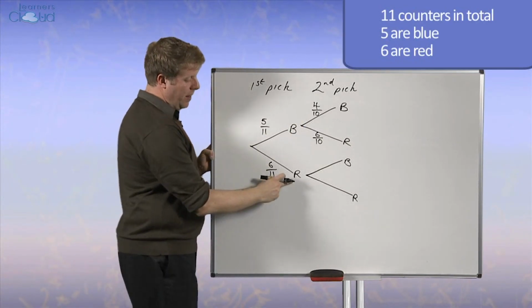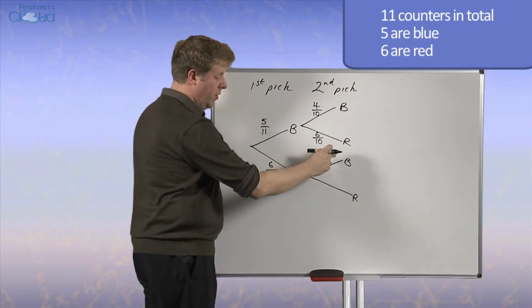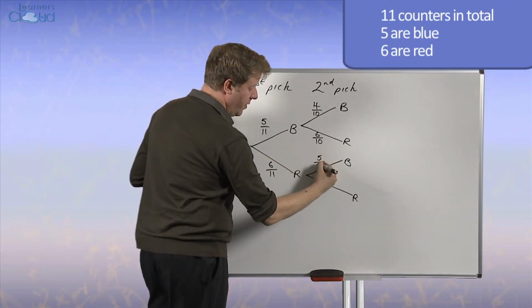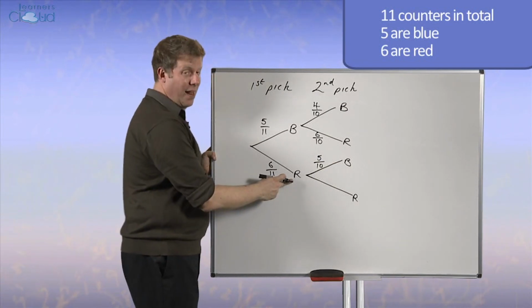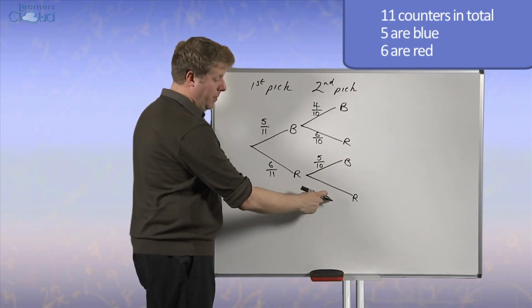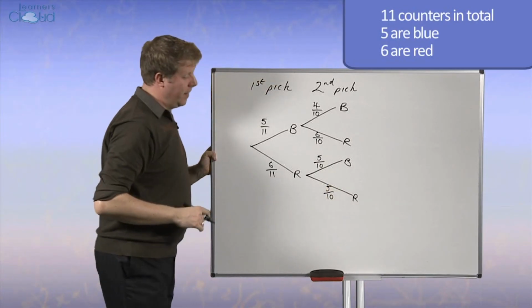How about if I pick a red first? Well, if I pick a red first, it's not going to affect how many blues I've got. So that would still be 5 over 10. And if I pick a red first, well, then I'll have 1 less red from when I pick here. So that would be 5 over 10.